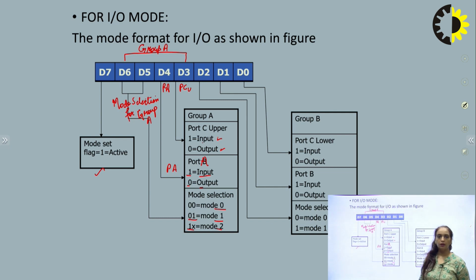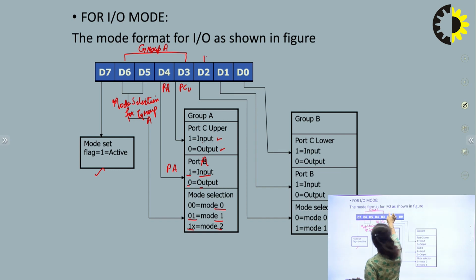In mode 1, port A and port B can work as input output pins, and port C will provide the handshaking signals. And in mode 2, only port A will be programmed as bidirectional, and port C upper will be used to provide the handshaking signals. Then the next 3 bits, D2, D1 and D0, are used for group B.